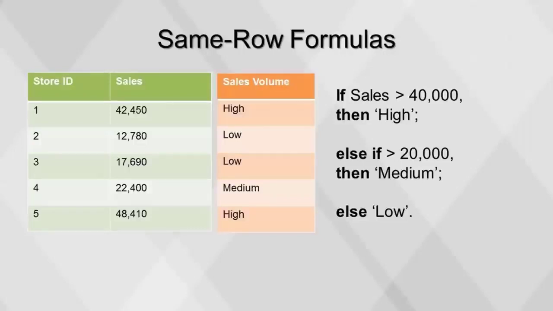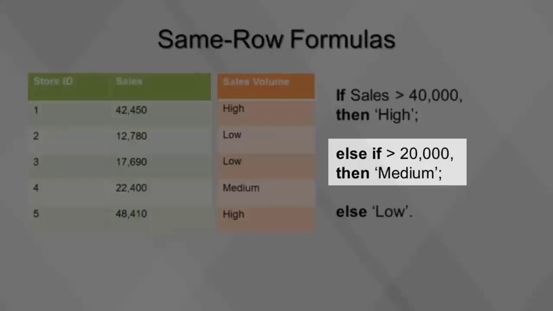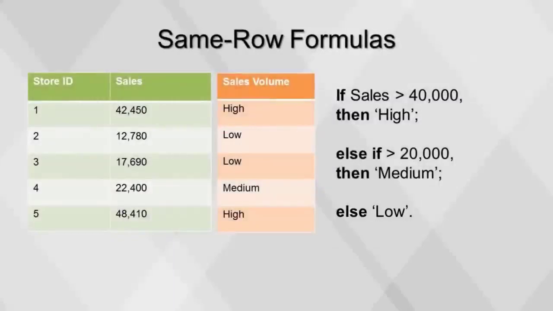In this table, we compute sales volume with if-then logic. If sales is greater than 40,000, then high. Else if sales is greater than 20,000, then medium. Else low. This formula begins with testing the first condition, if sales is greater than 40,000, and if it is true, the first outcome high will be assigned. The second condition, else if sales is greater than 20,000, is evaluated only if the first condition is false. If the second condition is true, the second outcome, medium, will be assigned. If neither the first nor second conditions are true, then the final outcome, low, will be assigned.